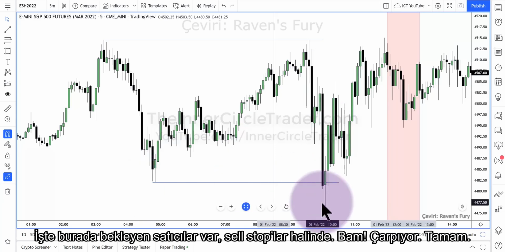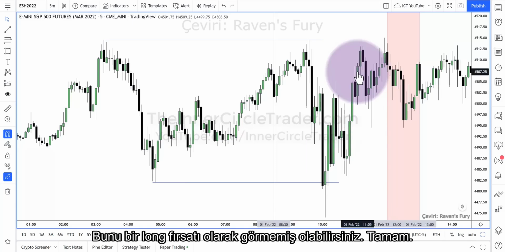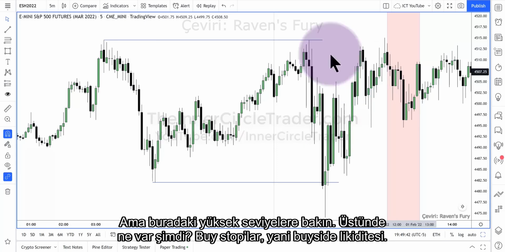Bam, hits it. Okay. Putting aside that you may not have seen this as a long entry, maybe you didn't see this as a potential continuation of bullishness. But look at these highs here. What's resting above that now? Buy stops, buy side liquidity.